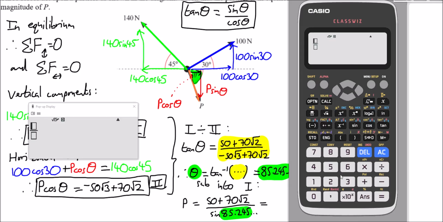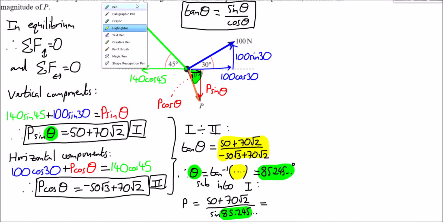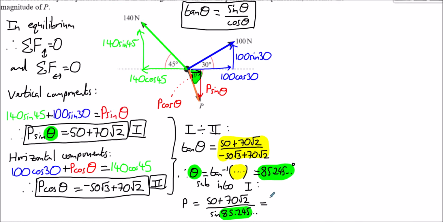So 50 plus 70 root 2, all divided by sine of that answer, which was theta, press equals. We get 149.5. The 5 makes it round up, so to 3 sig figs it's 150 newtons. So the magnitude of this force P is approximately 150 newtons.